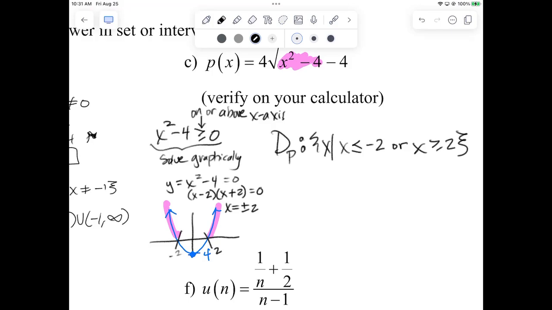This is what we call a disjoint set. Disjoint means mutually exclusive, which means there's no overlap. The value is either to the left or to the right. And you can't find a value that is in both of those intervals, right? It's one or the other. It's an or case. If you wanted to do that in interval notation, it would be x epsilon, and you would say negative infinity to negative 2 with a bracket, union, bracket 2 to infinity.